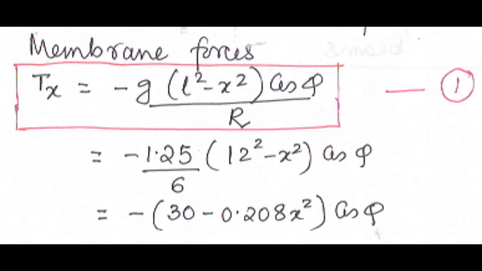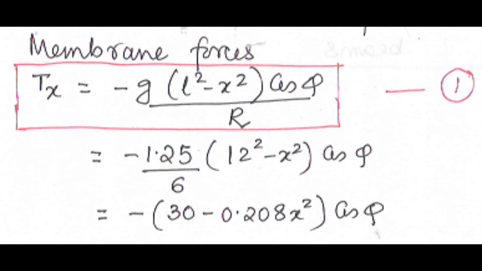Now for the membrane forces under self weight, Tx is minus g [L square minus x square] cos phi divided by r. Now g value is not the acceleration due to gravity, 9.81. It is not like that. g is the self weight, as I have explained. And what was the value of the self weight? 1.25 kilonewton per meter square. So you put g as 1.25. What is r? r is the radius, given as 6.